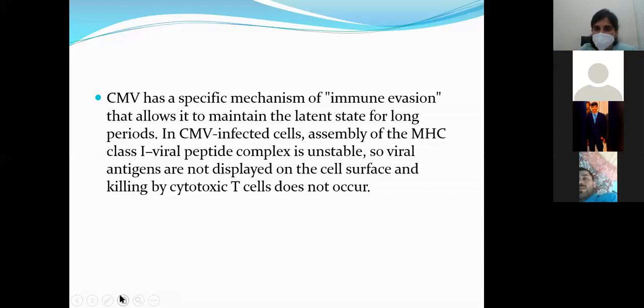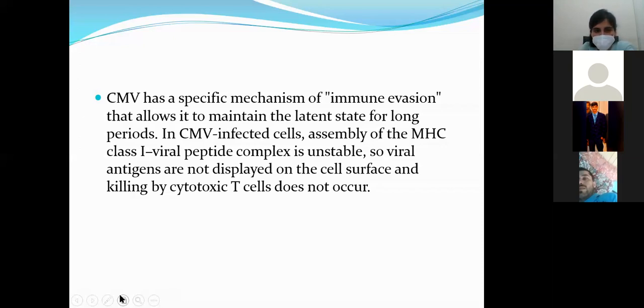Cytomegalovirus has a specific mechanism of immune evasion that allows it to maintain the latent state for longer periods. What is immune evasion? Immune evasion is a phenomenon by which the virus actually protects itself and hides from your immune system. Okay, immune evasion is actually the mechanism by which it protects itself from your immunity, from the cytotoxic T cells.